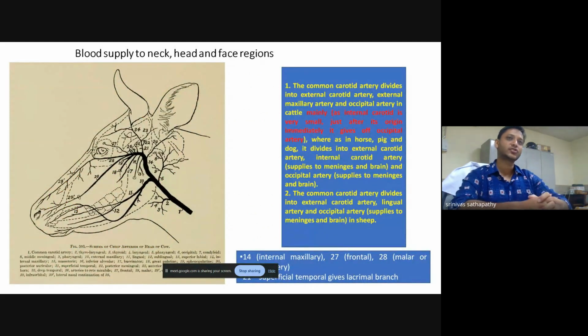Now if you see this structure, the 27 one, you can see the frontal one, 28, this one, this is the malar. So it is present in the angle. So this is called the angular artery of the eye. 27 is the frontal one. You can see this. 21, you can see this is the superficial temporal. You see one branch of the superficial temporal is coming towards the eye. This one.